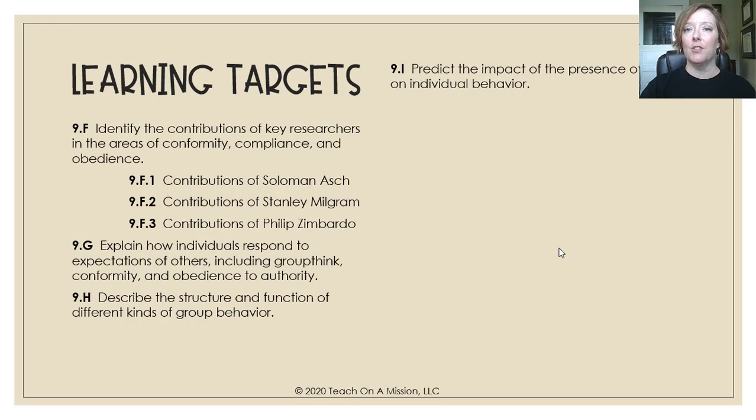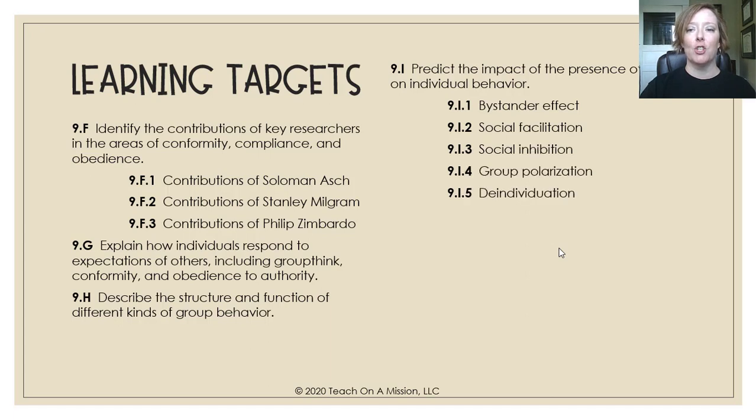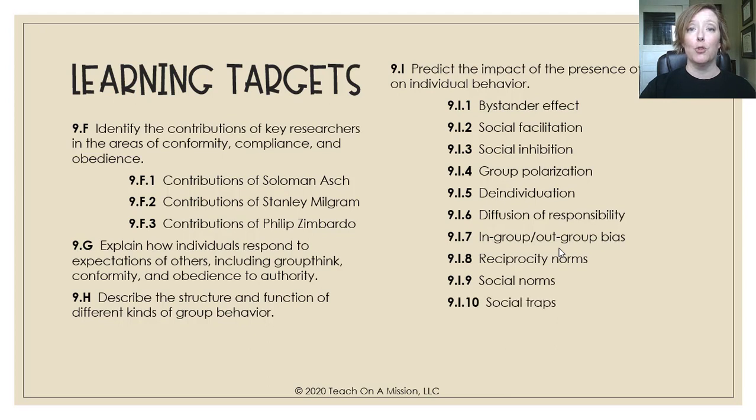And within this category, you're going to be exposed to several different terms: bystander effect, social facilitation, social inhibition, group polarization, de-individuation, diffusion of responsibility, in-group out-group bias, reciprocity norms, social traps, prisoner's dilemma, conflict resolution, and subordinate goals.